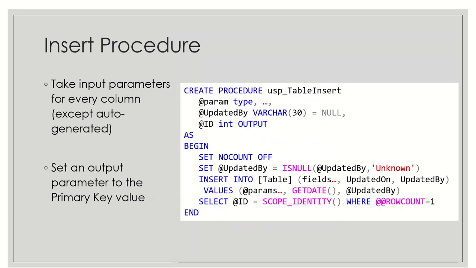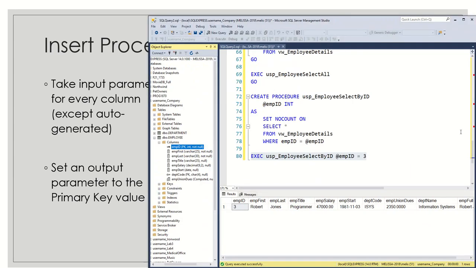The other thing to remember about insert procedures is that you use an output parameter for the primary key value. So we want to know what ID was generated if it's auto-generated. Now, if your primary key is not auto-generated or an identity, then you would take it as an input parameter. So again, you have to write these procedures to match up with what's in your tables. Let's write this one for our employee table.